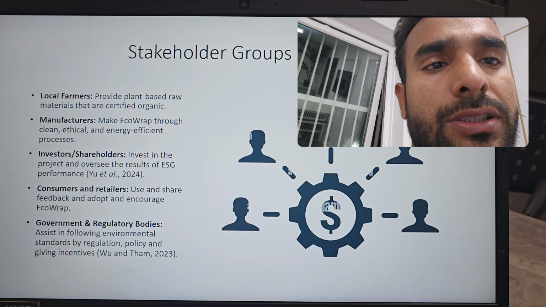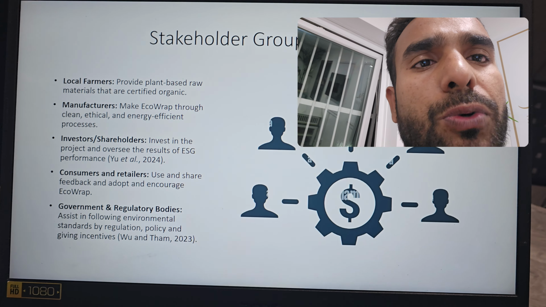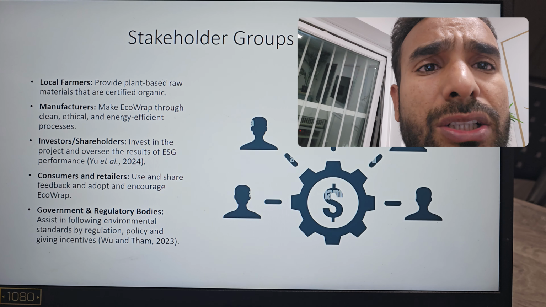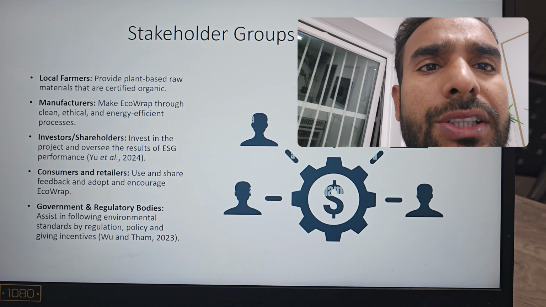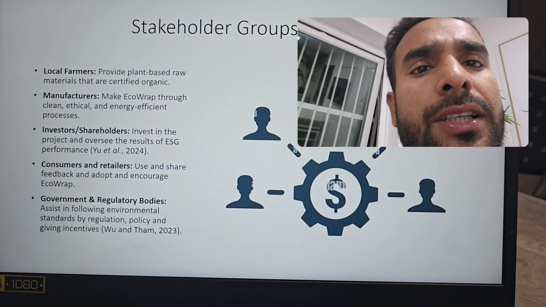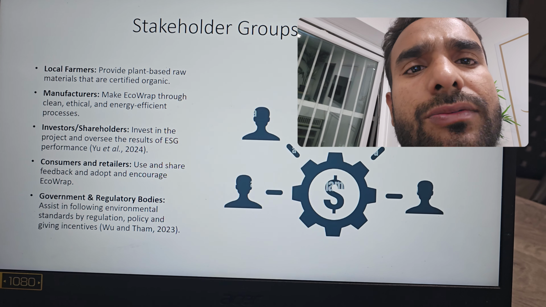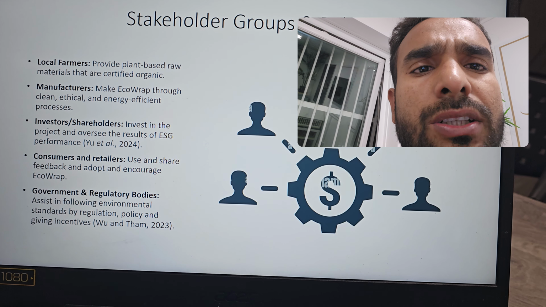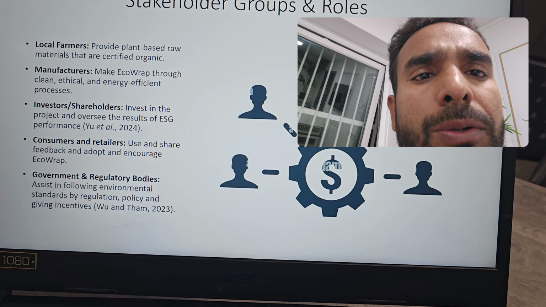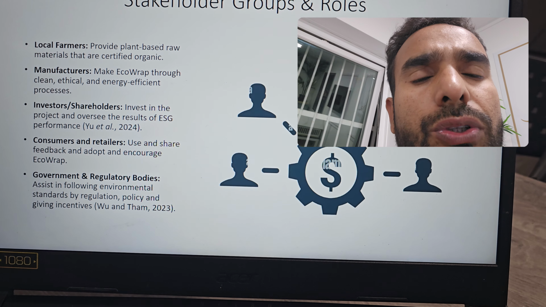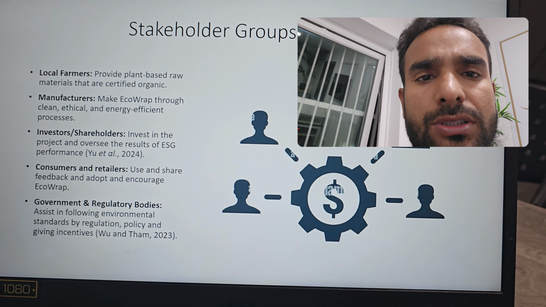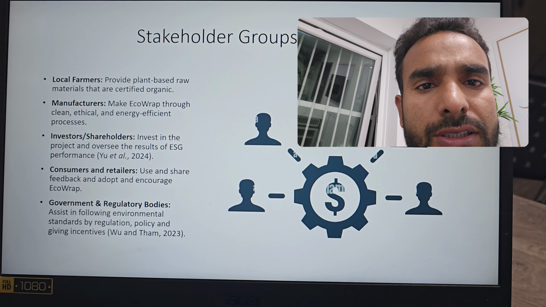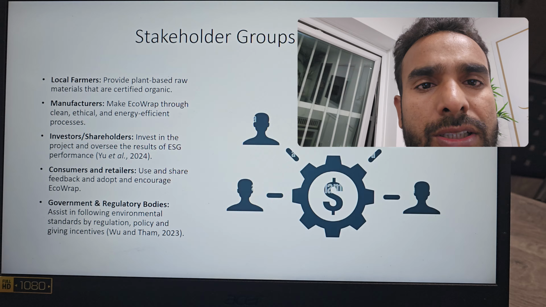First, local farms provide the plant-based raw materials that are of certified origin, and manufacturers make EcoRep through a clean, ethical and energy-efficient process. Then investors or shareholders invest in the project and oversee the ESG performance results. Consumers and retailers use and share feedback, and adopt and encourage EcoRep. Then government and regulatory bodies assess compliance with environmental standards through regulations, policies and guidance.